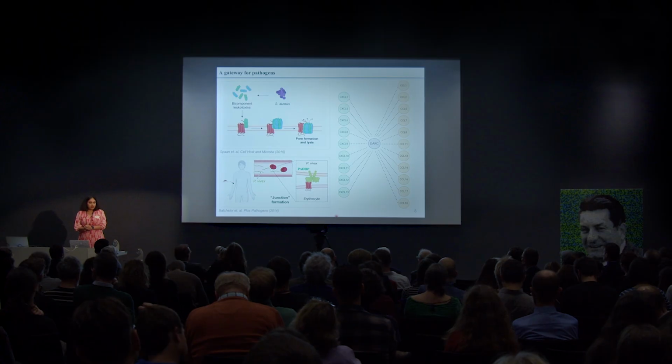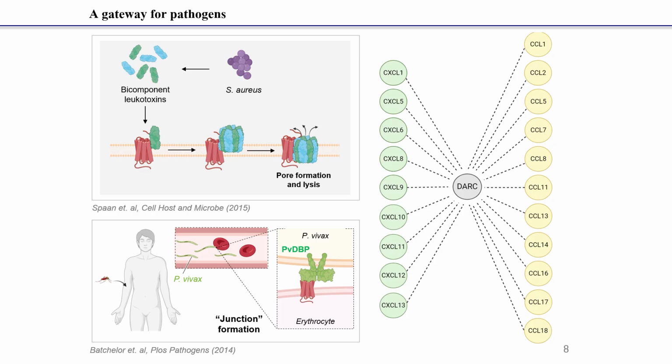It binds to several chemokines belonging to both CC and CXC, and in my today's talk, I'll talk about our findings with one of these chemokines, CCL7.